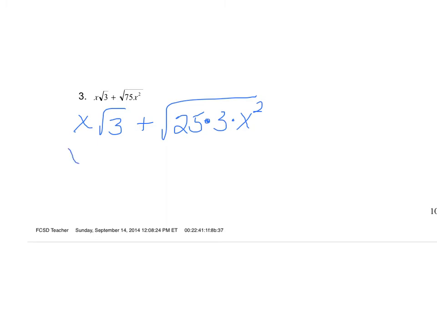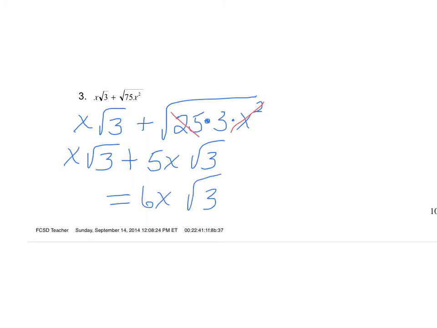Okay, x radical 3 comes down. Square root of 25 is 5, so I have plus 5. Square root of x squared is x, so I have 5x radical 3. So 1x radical 3 plus 5x radical 3 gives me, you're correct, 6x radical 3. Okay, let's move on.